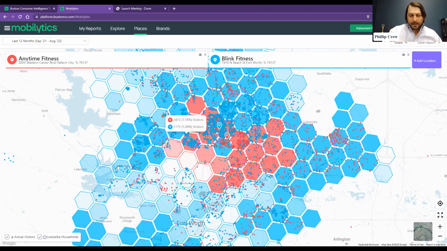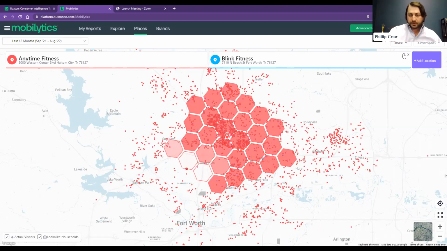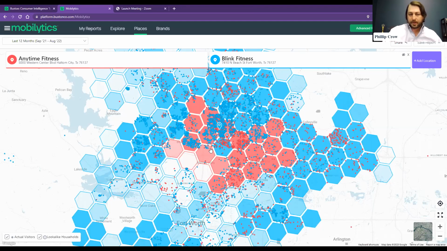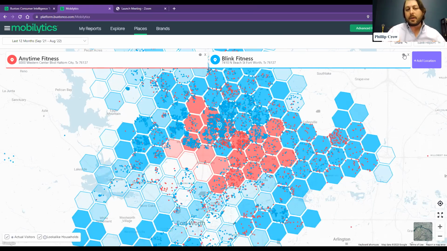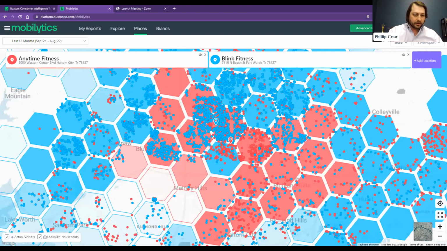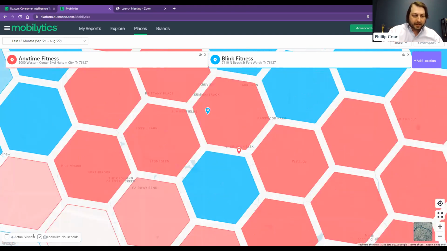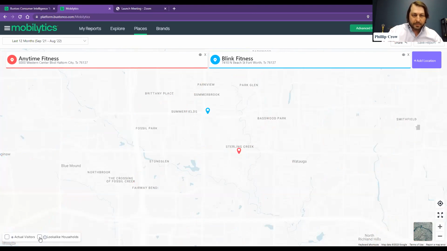But we can toggle our Blink Fitness location on and off here, and you can see, yeah, there are a lot more blue dots and blue customers coming out of both of these areas right here. And so that tells me this is an area that I want to focus on. I now know who I want to go focus on. And if we zoom in on the map, we can see more clearly where that is as we turn off some of the data, now that we know this area a little bit better.